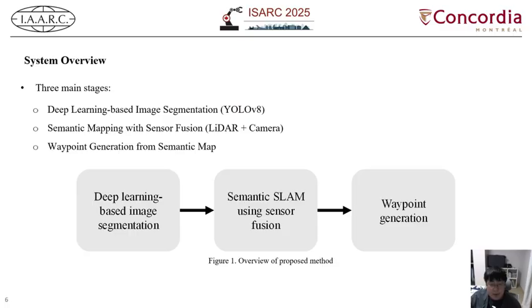Our system has three main stages. First, deep learning-based image segmentation. Second, semantic mapping with sensor fusion. And third, waypoint generation from the semantic map.